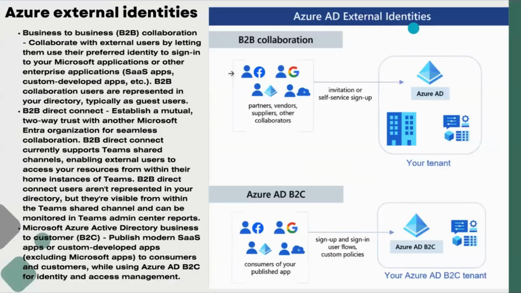Azure external identities offer business-to-business B2B collaboration with external users by letting them use their preferred identity to sign in. So partners, vendors, and suppliers under collaboration, you have to give them access. This is your tenant ID, and under your tenant ID, you have Active Directory. So you can create a password for your partners, vendors, and suppliers. So this kind of thing is what we have to talk about here.